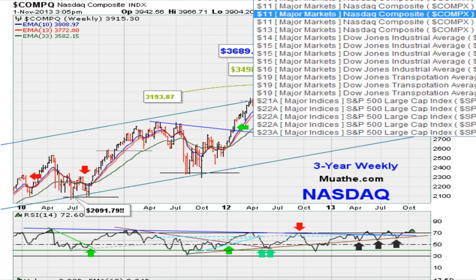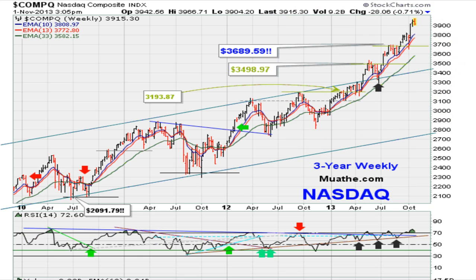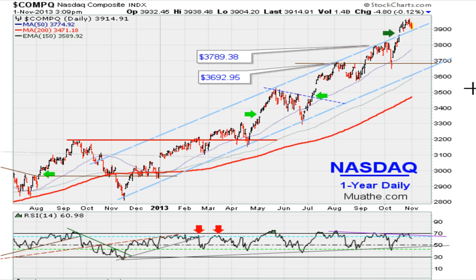If we take a look at the Nasdaq daily, you see that it is still holding above this level here, which has been above this channel. So still remains a strong market. For it to begin dropping, it needs to come back to this channel here, which it hasn't done yet. So the Nasdaq still remains positive.